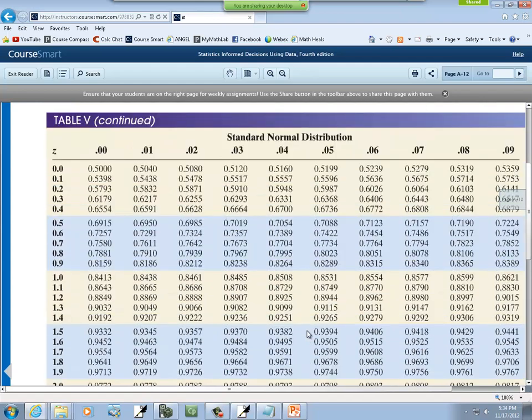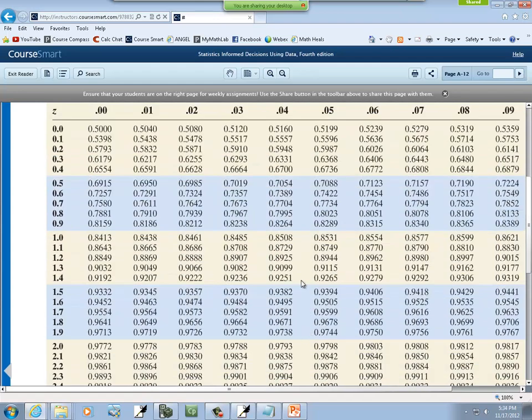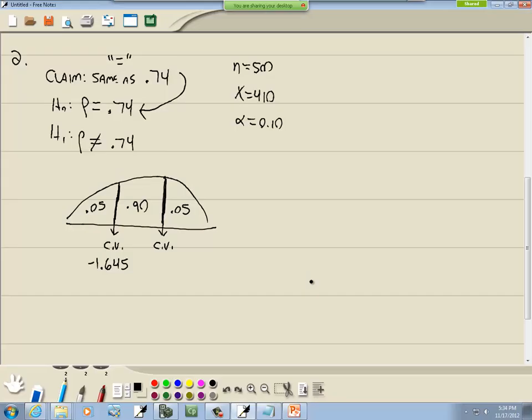Okay, so 0.95. Here's a 0.9495 and 0.9505. Come over here, it's 1.6. Come up here and it gives us the rest of it. So this will be 1.645 using the tables.